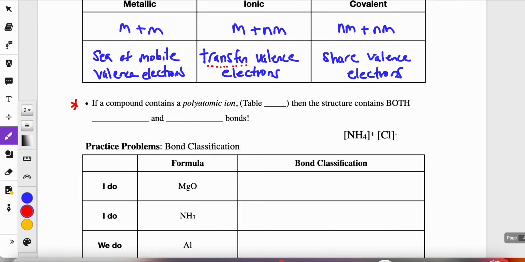Now, you know there's always a little something to watch out for. If a compound contains a polyatomic ion as its anion or cation, so something from Table E shows up in that chemical formula, then the structure contains both ionic and covalent bonds. NH4 is the poly here. What links those nonmetal atoms to make that poly, that's the covalent. And those brackets that we put side by side, where the poly is bonded to the other ion, that represents the ionic. So if a compound contains one of our Table E ions, both covalent and ionic are present in the structure.